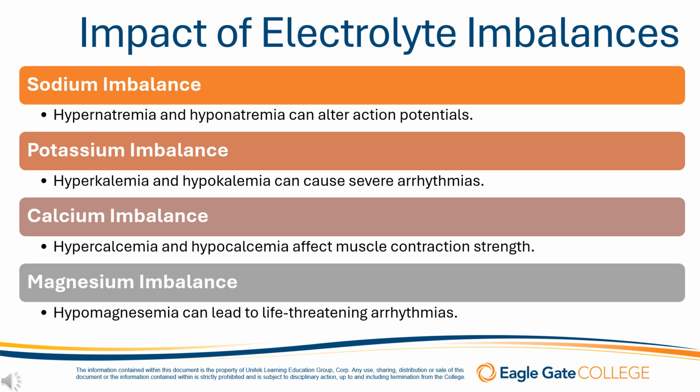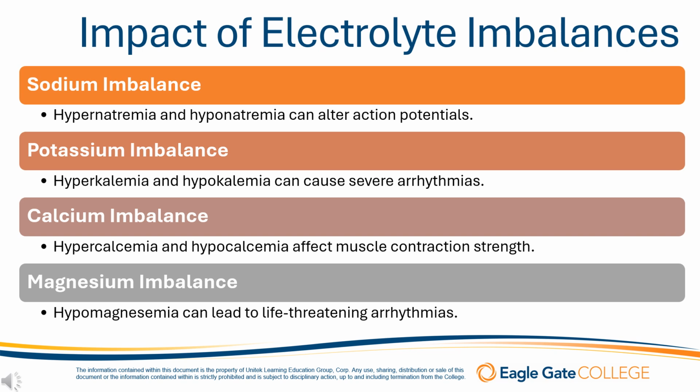Hypocalcemia occurs when there is too little calcium in the blood. This can result from hypoparathyroidism, vitamin D deficiency, or chronic kidney disease. Low calcium levels can weaken cardiac muscle contractions, leading to decreased cardiac output and hypotension, or low blood pressure. It can also increase the excitability of cardiac cells, increasing the risk of arrhythmias. On an ECG, hypocalcemia can cause prolonged QT intervals, which indicates an increased risk of arrhythmias, even up to things like torsade de pointes.